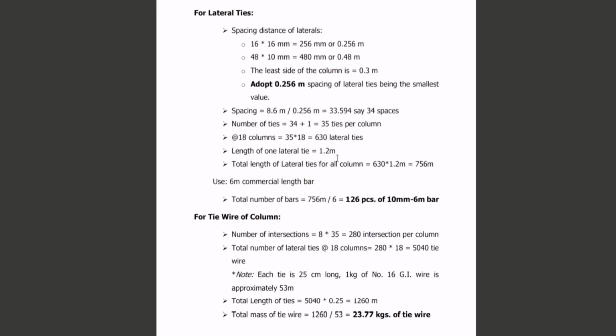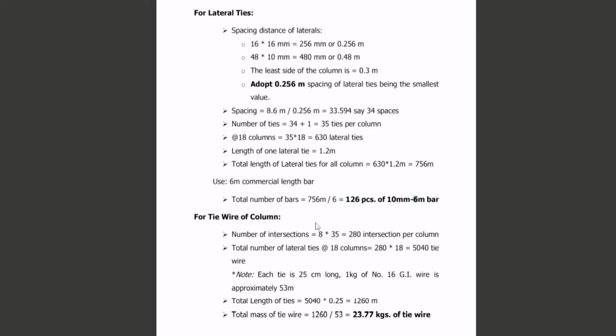Tapos, ang length ng lateral ties natin is 1.2 meters by inspection. Then, multiply lang natin 630 times 1.2 meters, which is equals to 756 meters. So, sa lateral ties natin, gagamit tayo ng 6 meters bar. So, 756 meter divided by 6, which is equals to 126 pieces of 10 mm 6 meter bars.